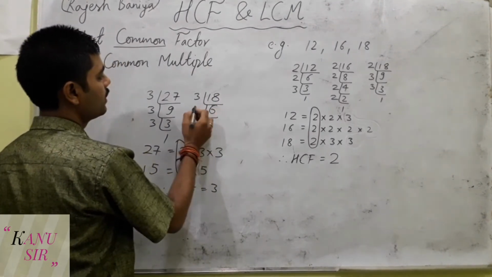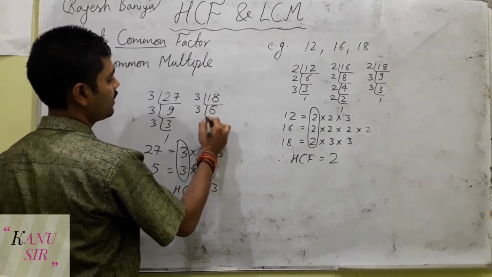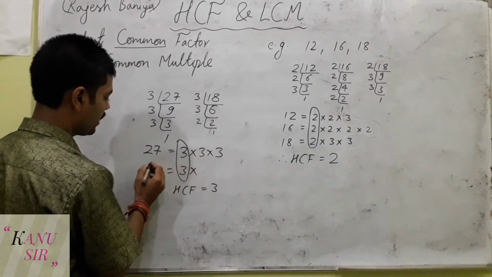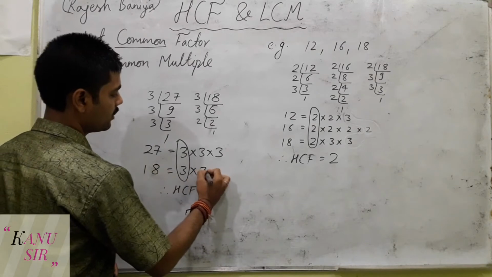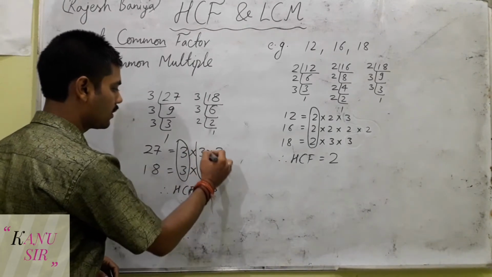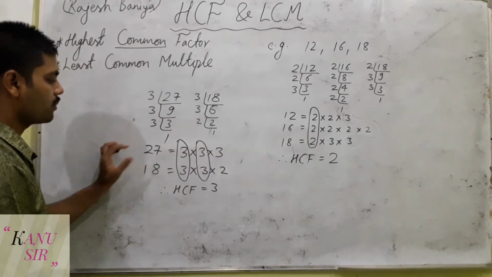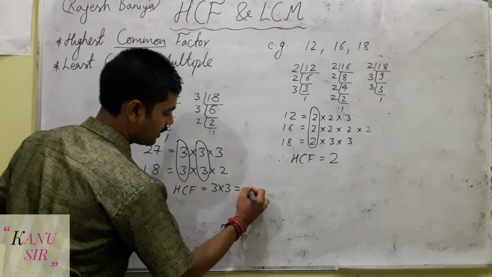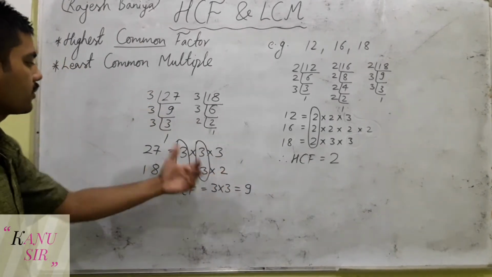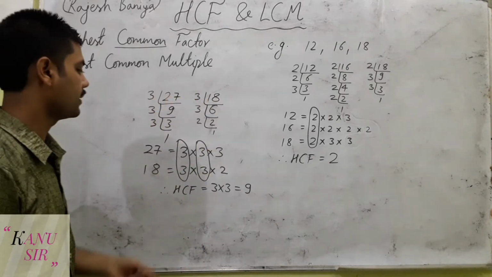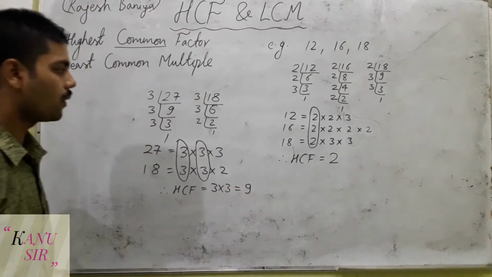One more example, in place of 15 if we put 18, then you will be writing 3 times 6 is 18, 3 times 2 is 6, and 2 times 1 is 2. So for 18 you get 3 into 3 into 2. It means one more prime factor will be common between these two numbers. So you will be writing 3 into 3 is 9. So the highest common factor of 27 and 18 will be 9.